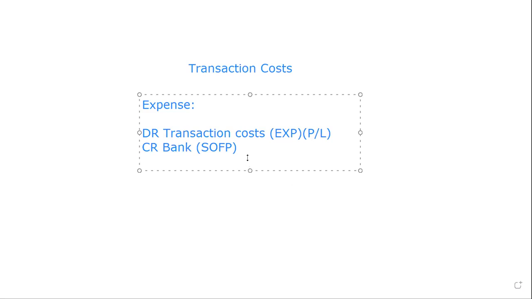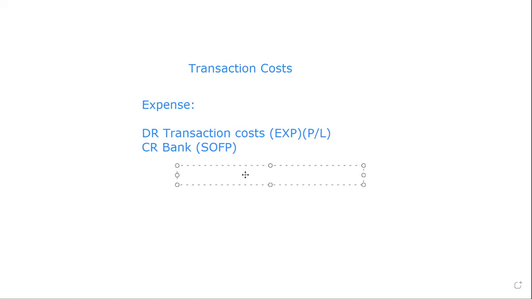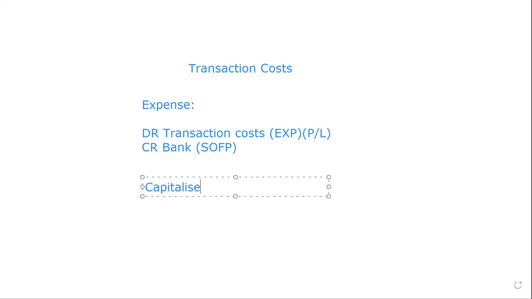Okay, so this was the nice, easy one. This was looking at expensing. Okay, so nice and easy. That's the easy one. So when we move forward, and how we're going to capitalize.